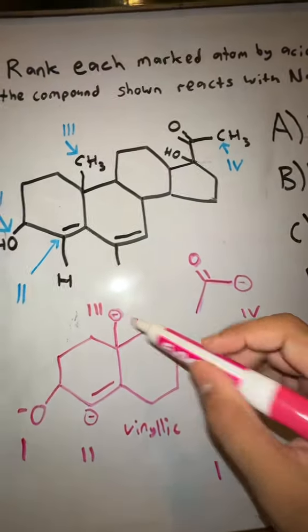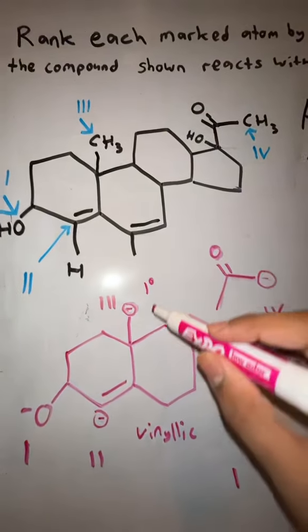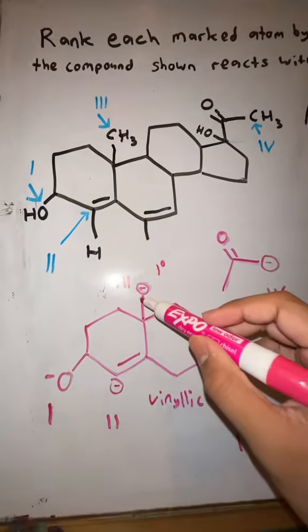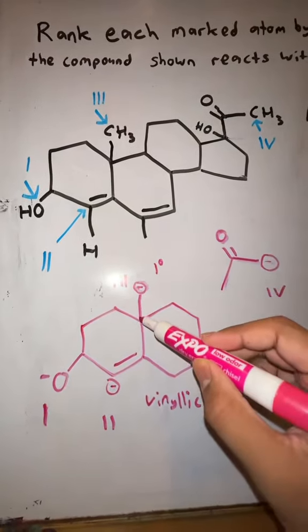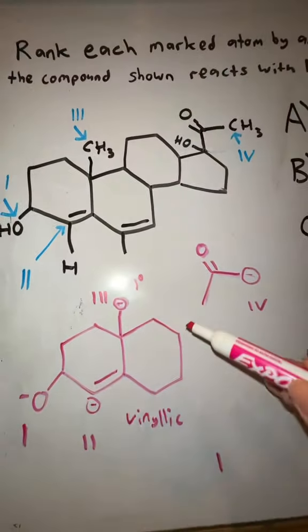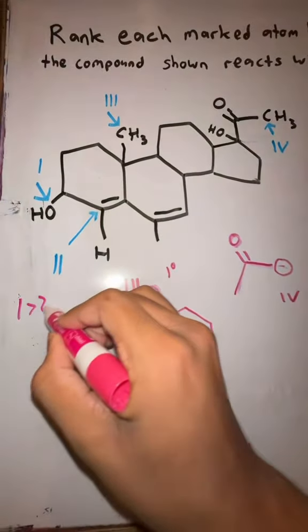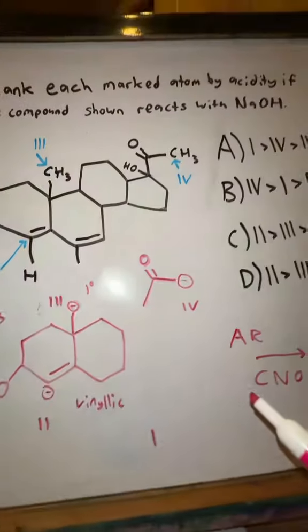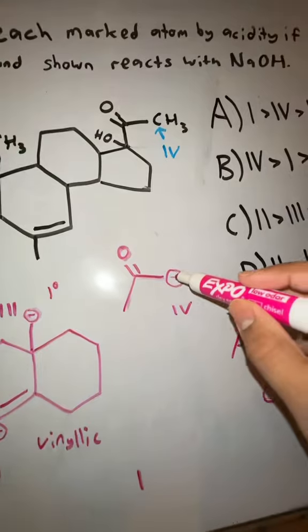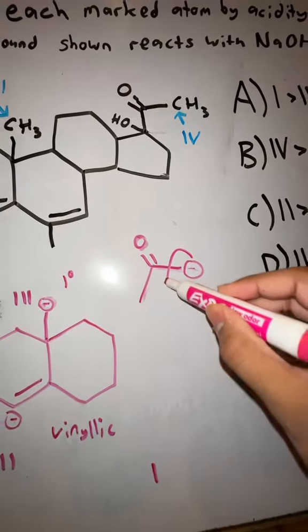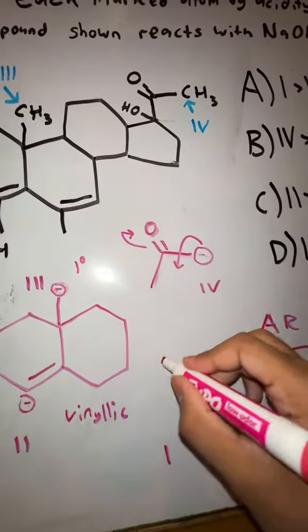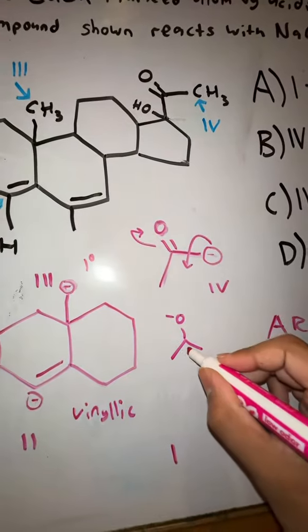Now let's look at this one right here. This is a primary carbanion because it's connected directly to one carbon, okay? Primary carbanions are actually really good. Primary is better than secondary, which is better than tertiary for anions. Keep that in mind. Now right here, we also have a primary, but look what's interesting about this. This can resonate. So if you do resonance, we get this right here.